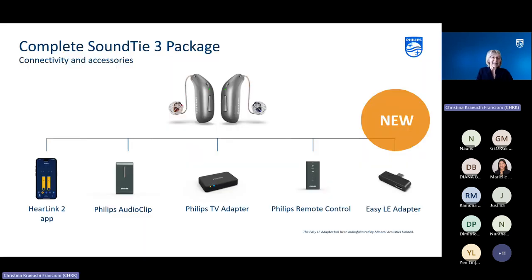If we look at the wireless accessories, just to recap what we have: we have the HearLink 2 app. Then we have the Philips audio clip, which allows connection to all smartphones. Then we have the Philips TV adapter and the Philips remote control. And now we have this great Easy Lee adapter added to the SoundTie 3 package.